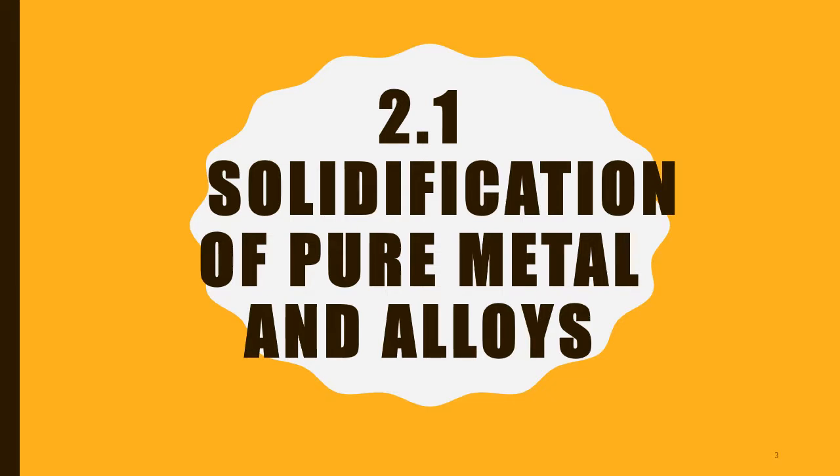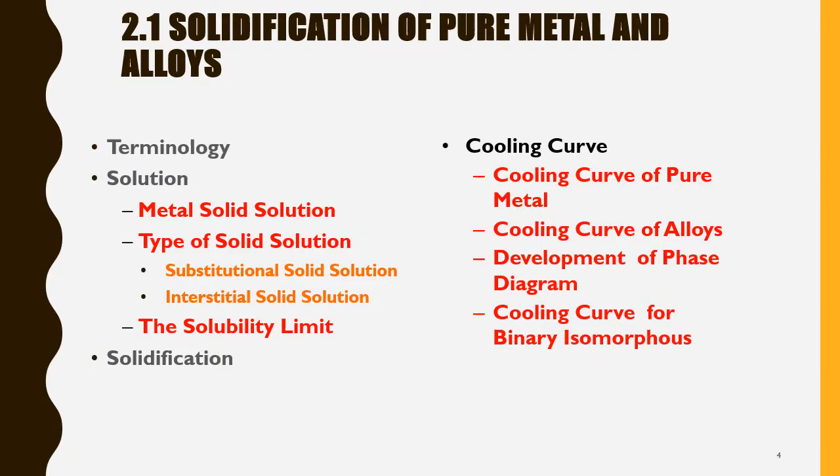Let us start with 2.1, Solidification of pure metal and alloy. In this subchapter, we shall learn about all the terminology that we shall use. What is solution and the metal type solution, type of solid solution, which we have two, substitutional solid solution and interstitial solid solution, the solubility limit, and solidification.